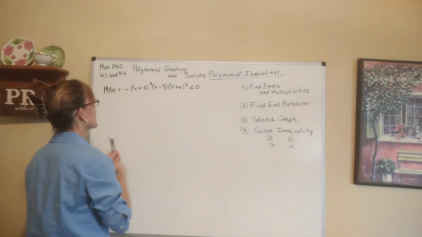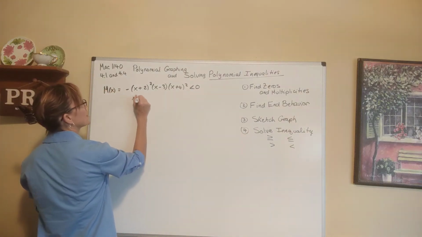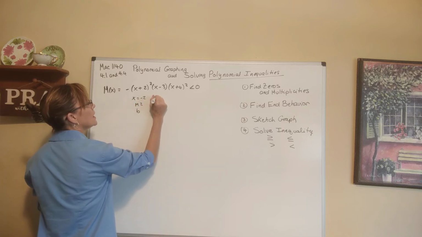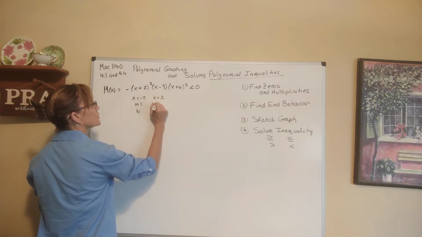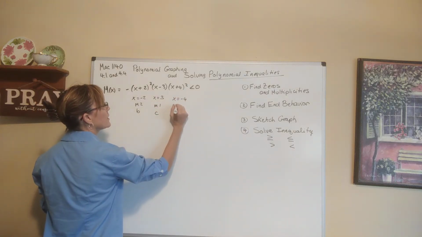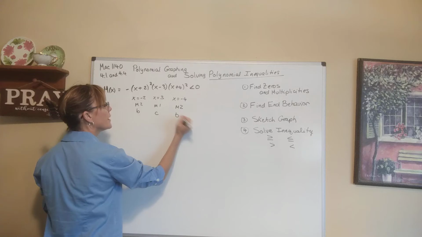Also, you could say it bounces. So the zeros: x is -2, it has a multiplicity of 2, it will bounce. X is 3, it has a multiplicity of 1, it will cross. X is -4, it has a multiplicity of 2, it will bounce.